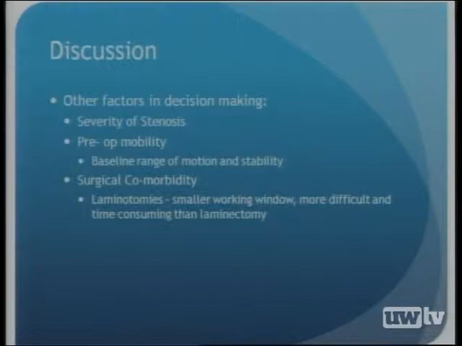Obviously, in the course of surgical decision-making, there are numerous factors which affect our decision. The severity of stenosis, preoperative mobility, surgical comorbidity. In my hands, a laminotomy procedure takes a little bit more time. And if it's a really sick, elderly patient with numerous comorbidities, maybe the better part of valor is to just get in, decompress, and get out. Other factors such as facet tropism, facet orientation, or fluid within the facets may alter the surgeon's decision-making regarding what the optimal procedure for that patient is.